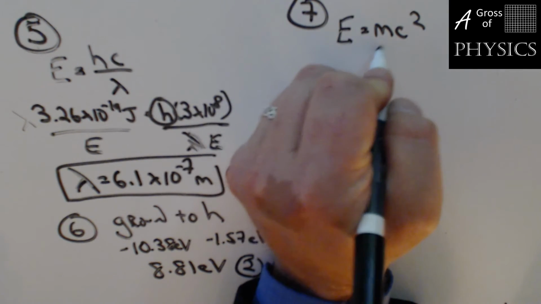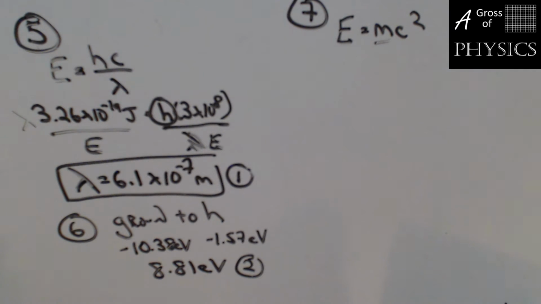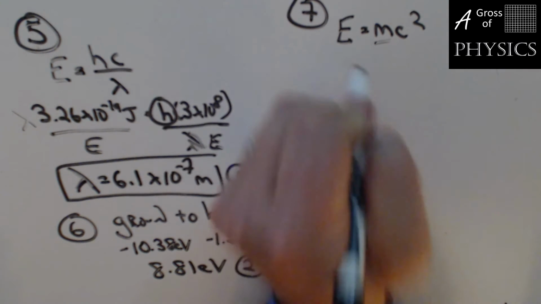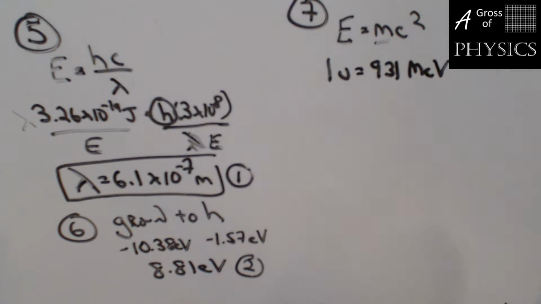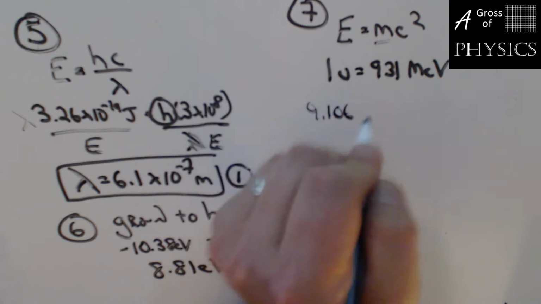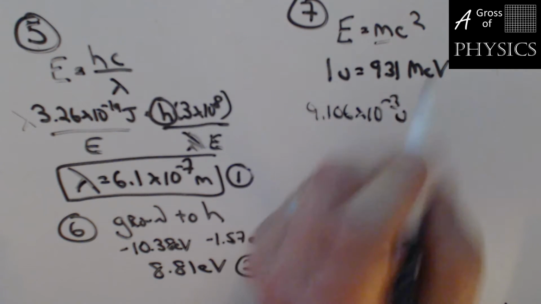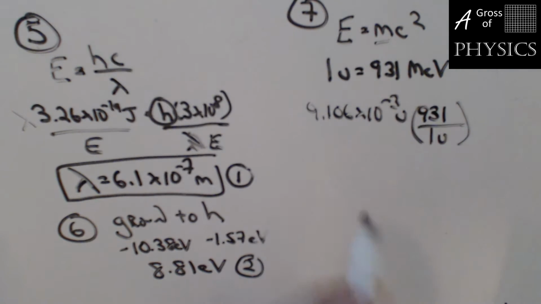Now, the problem is we're given the mass in universal mass units. So we're not given kilograms, so we can't use E equals mc squared directly. Instead, what we can do is convert using our conversion: 1 U equals 931 mega electron volts. And all the answers are in mega electron volts. So we're given 9.106 times 10 to the negative 3 U. And if we just say 1 U is 931, we multiply and we figure out the number of mega electron volts.